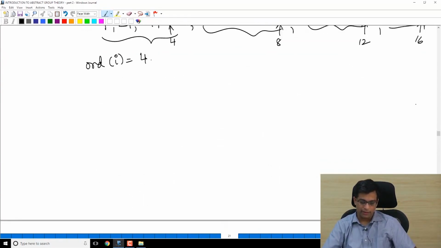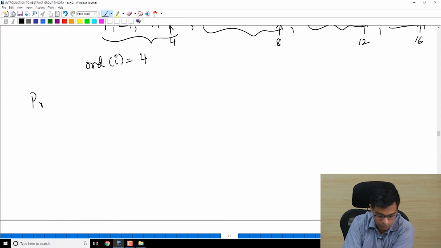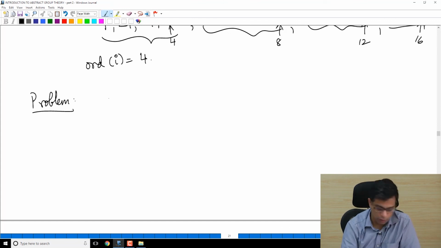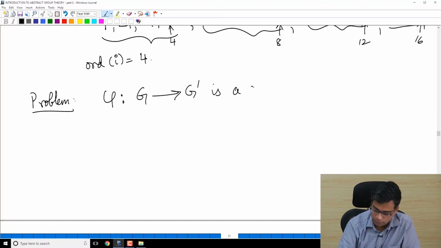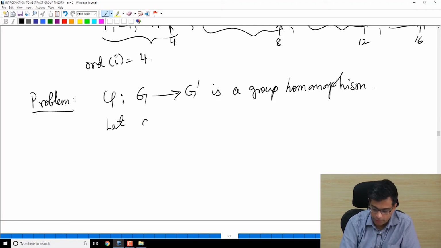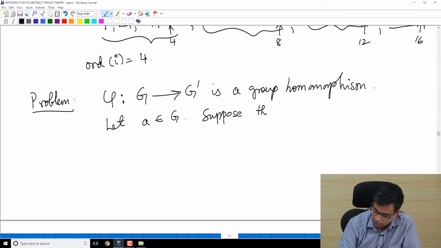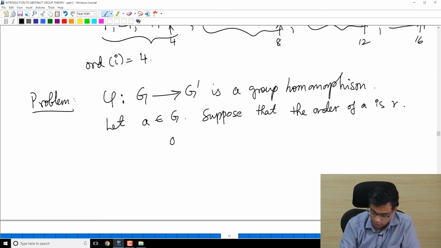Okay, so let me now end this problem by doing a related problem which exactly uses this, and this also makes use of the notion of a group homomorphism. So let's say phi from G to G prime is a group homomorphism. And let's say I take an element A in G. Suppose that the order of A is R.